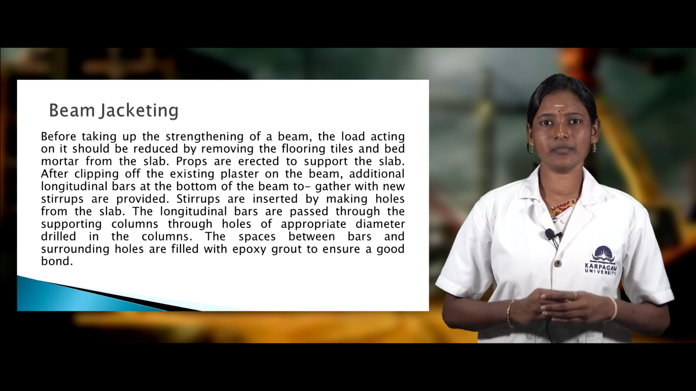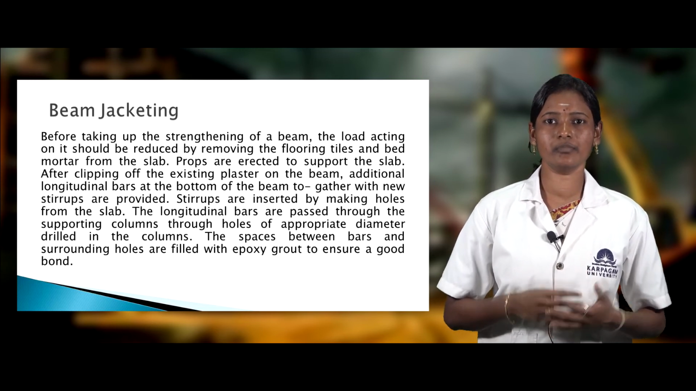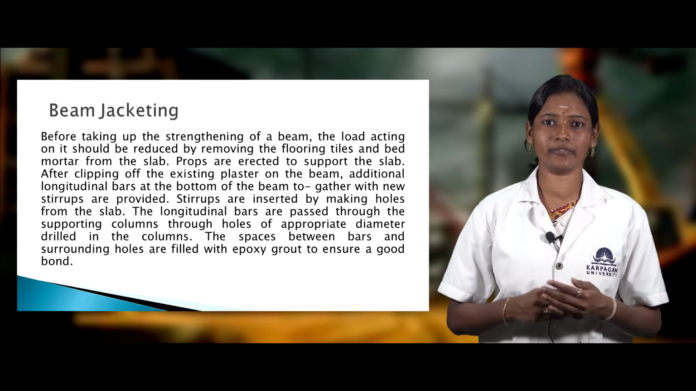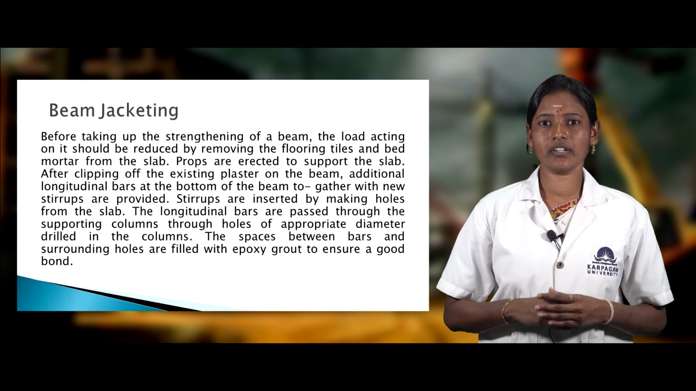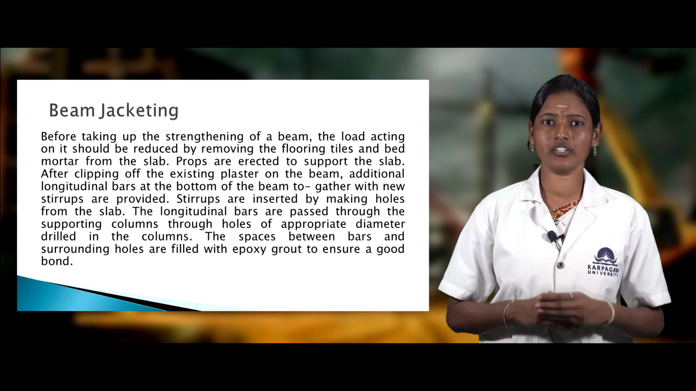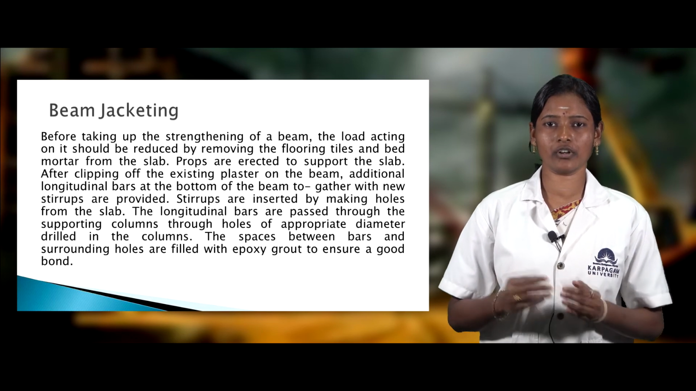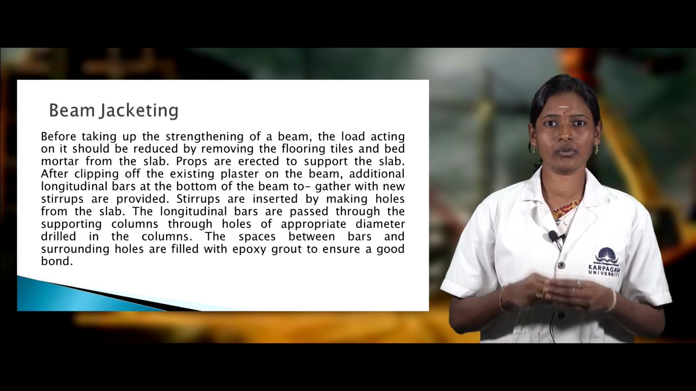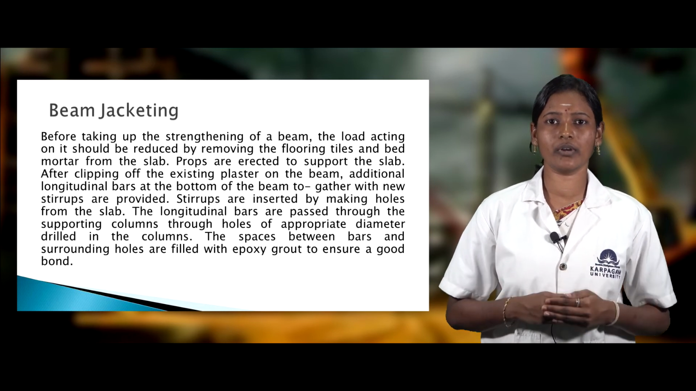The next strengthening technique is beam jacketing. Before taking up the strengthening of the beam, the load acting on it should be reduced by removing the floor tiles and the bed mortar from the slab, and props should be erected in order to support this slab. After clipping off the plasters on the beam, additional longitudinal bars and stirrups should be gathered together from the slab and the column. This is carried out by inserting a hole in the slab and column, which is further filled with epoxy grout in order to provide a good bond.